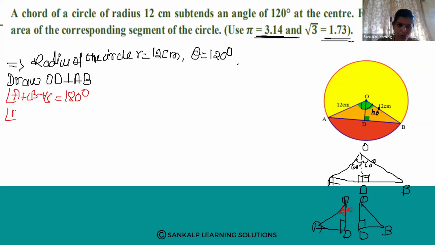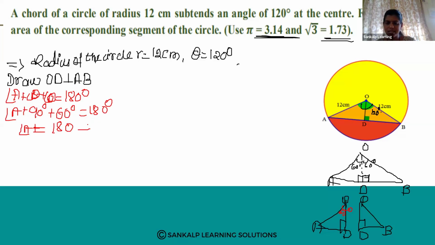Angle A we don't know, but angle D and angle O we do. Angle D is 90 degrees and angle O is 60 degrees, and together with angle A the sum is equal to 180 degrees. So now, angle A is equal to 180 degrees minus, transferring the 90 degrees plus 60 degrees to this side.